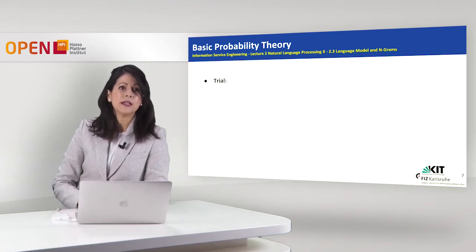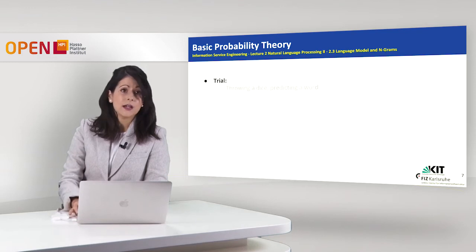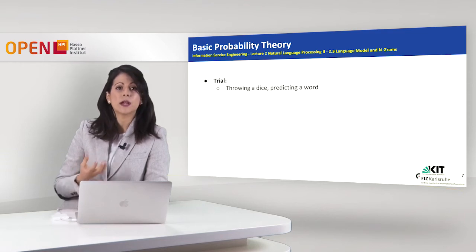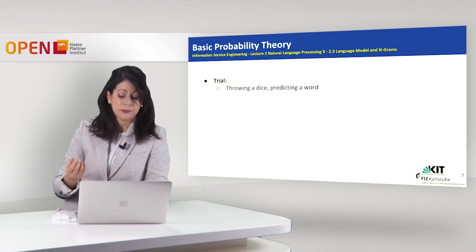So first comes the trial. The trial is an experiment, as we can also call it, for which we want to measure a probability. So it can be, for example, throwing a dice or predicting a word.